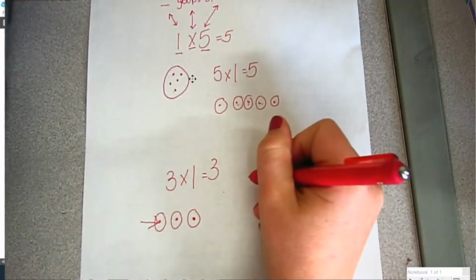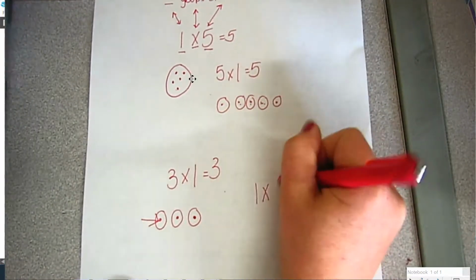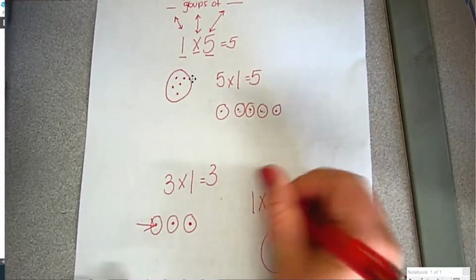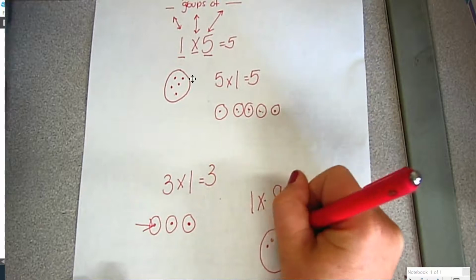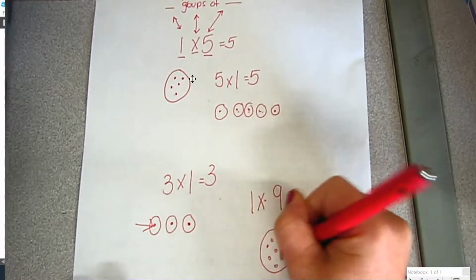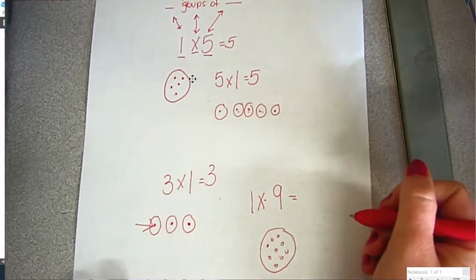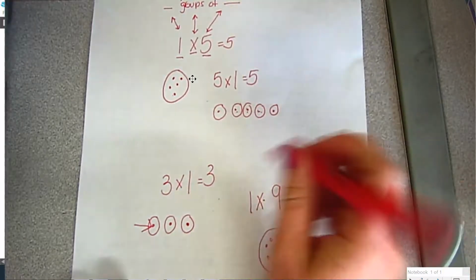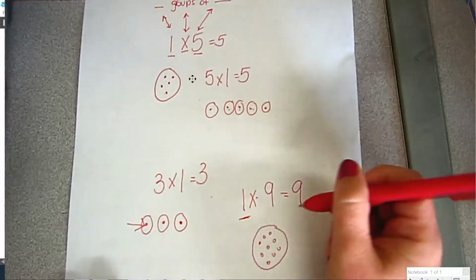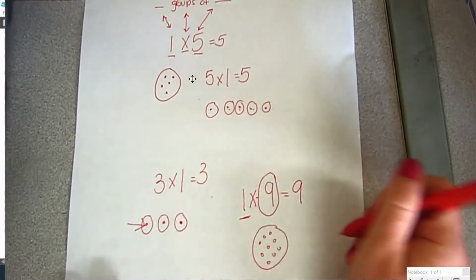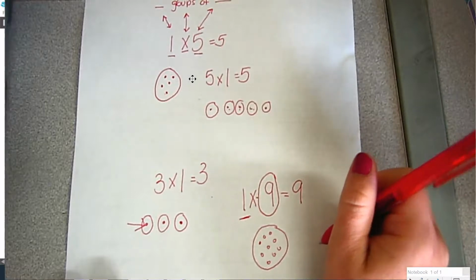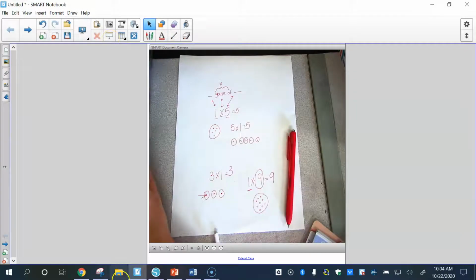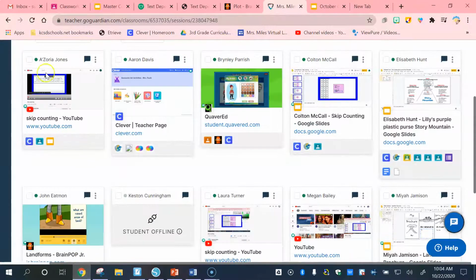If I had 1 times 9, that means I'd have 1 group of 9. 1, 2, 3, 4, 5, 6, 7, 8, 9. 1 group of 9. So I would have 9 in the group. So any number multiplied by 1 is going to equal that other number. Okay? It's that simple. So just like our zeros, you don't have to think much with this. I mean, it is that simple.